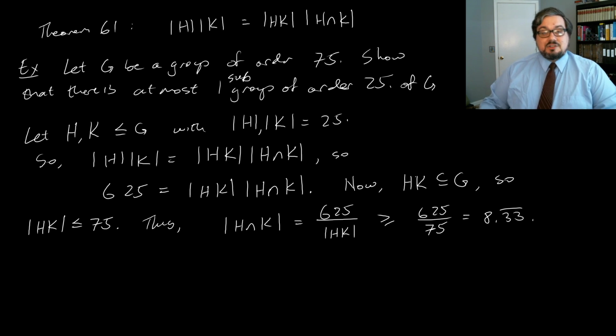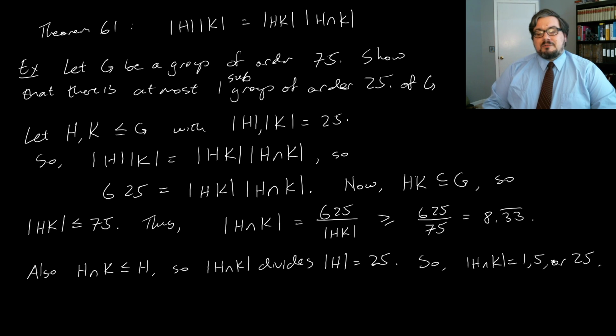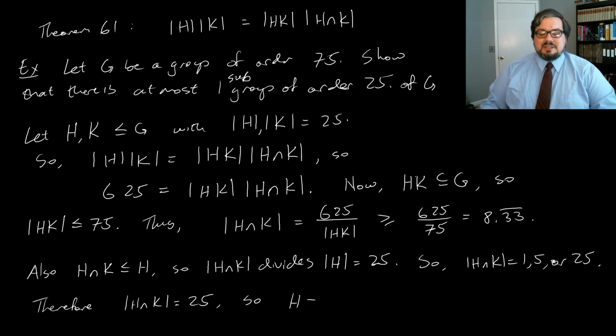So that gives us some information already, but we also have that H intersect K is a subgroup of H. So that means that the order of H intersect K must divide the order of H, which is 25. So the order of H intersect K is 1, 5, or 25. Now we just saw that the order of H intersect K had to be at least 9, and therefore it can't be 1 or 5. So therefore, the order of H intersect K is equal to 25, and because H and K were both subgroups of order 25 to begin with, that must mean that H and K are the same.